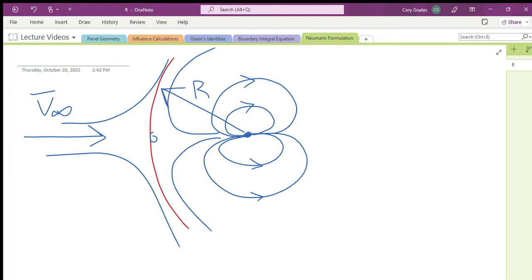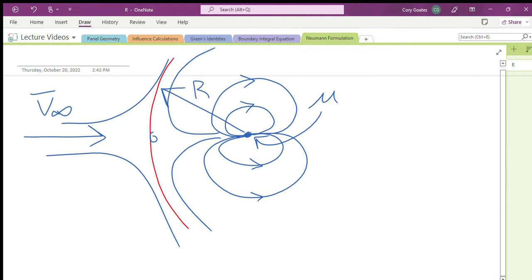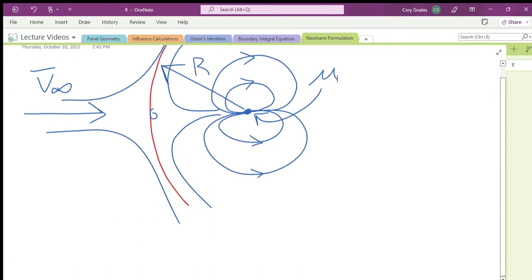Then based on knowing that, we figured out what is the required doublet strength, mu, that would get us that. We placed our elementary potential flows. One had unknown strength. Based on a geometric condition and knowing we wanted zero normal flow at the geometric condition, we figured out what mu was. Now let's talk about this with panel methods.